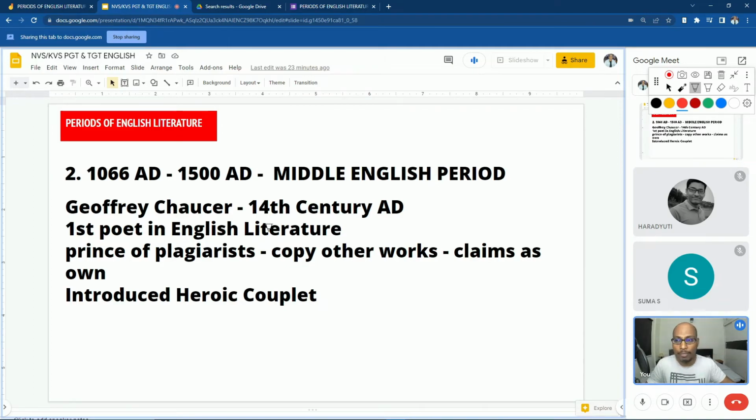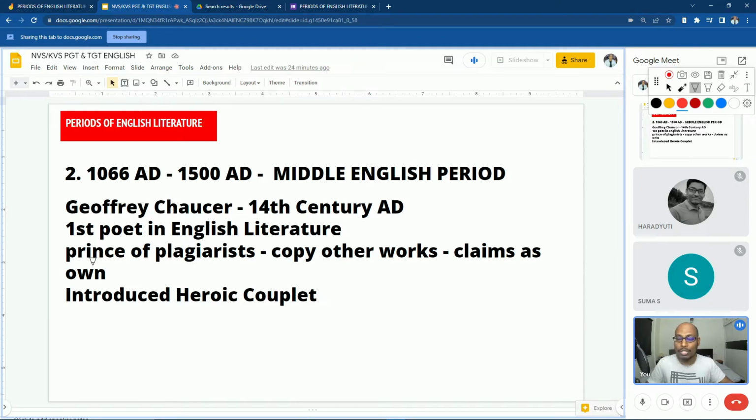Who is the first poet in English literature? Geoffrey Chaucer. And he is also known as Prince of Plagiarists. What is plagiarism? Copying other works and claiming them as your own. So Chaucer is a copycat. He copied many themes and stories from different literatures and said it was his own writing. So copying was done even by Chaucer in the beginning, in the Middle English age.